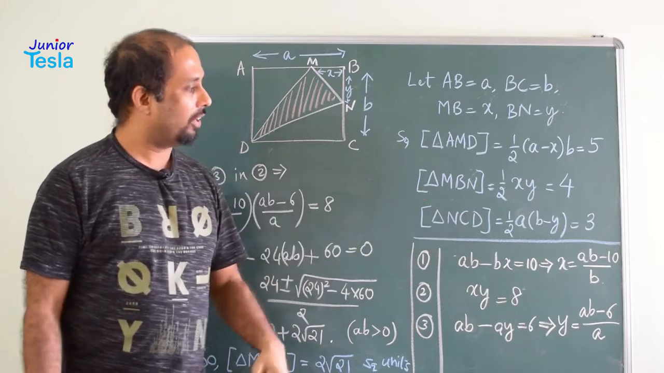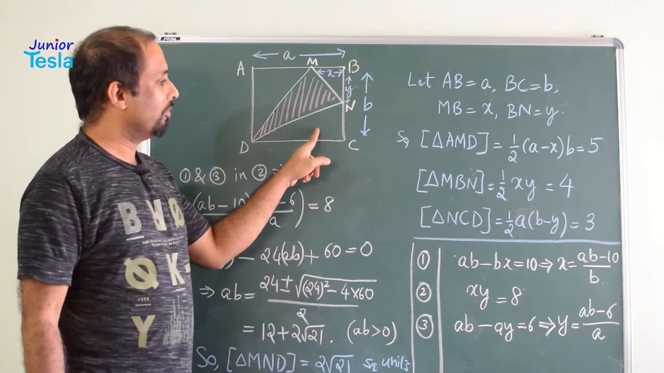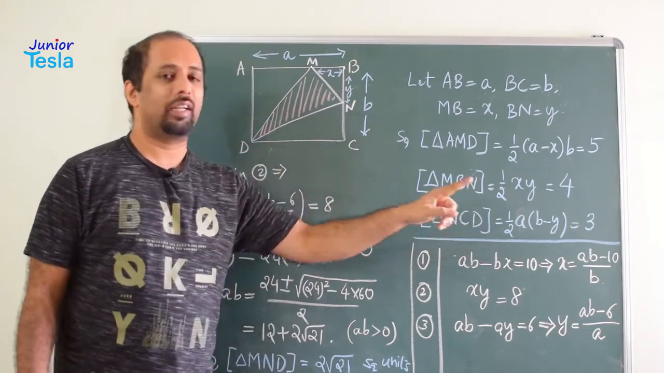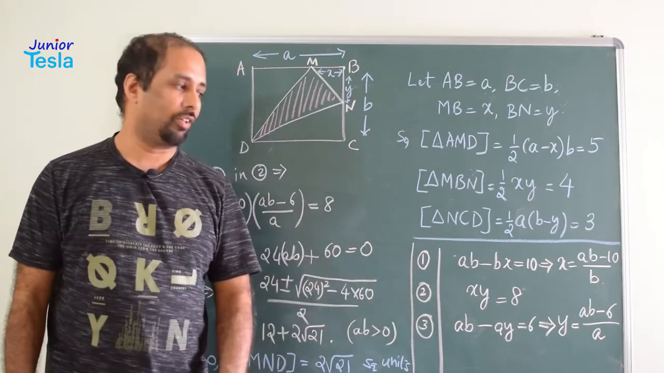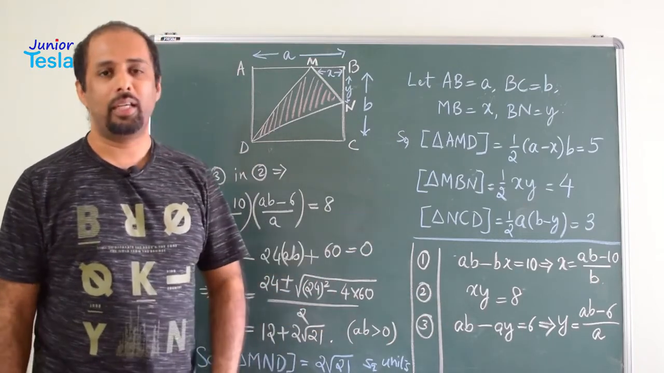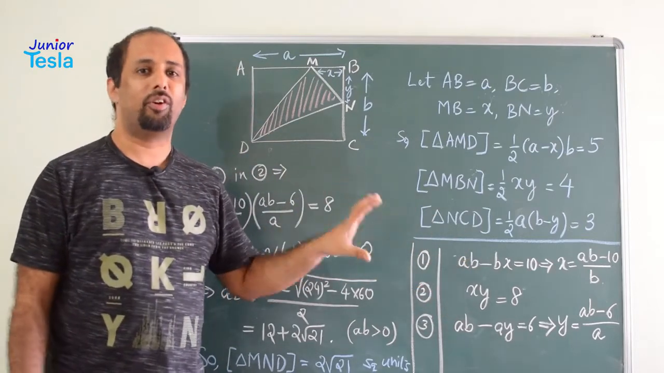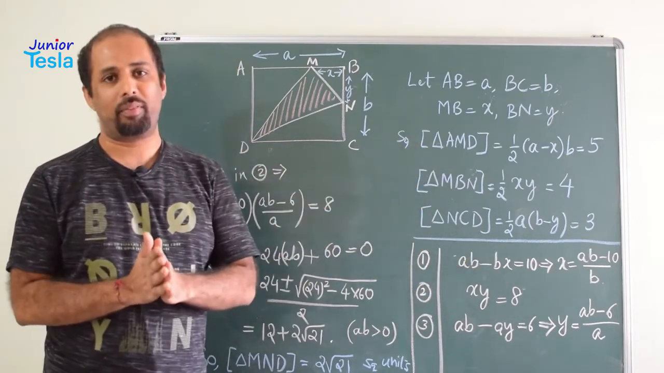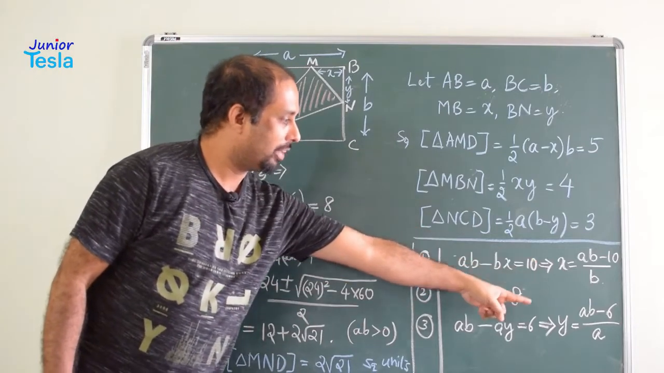Similarly, the third one, half into a into (b minus y) equal to 3, that is the area of the third triangle. So from this expression we can get the value for y. So ab minus ay equal to 6, or y is equal to (ab minus 6) divided by a. So these are the 3 simple equations that we got from these 3 expressions, right? Now what we can do is, we have got the values for x and y.